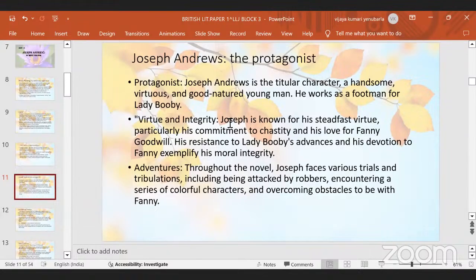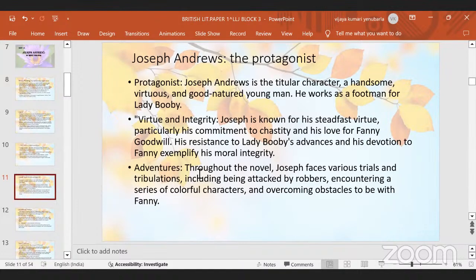Virtue and integrity. Joseph is known for his steadfast virtue, particularly his commitment to chastity and his love for Fanny Goodwill. She is the heroine, his lover. His resistance to Lady Booby's advances exemplifies his moral integrity. So this Lady Booby, his mistress, wants to seduce Joseph. Joseph is a very good, young and handsome, good-looking man. So she wants to take advantage, but he is reluctant.